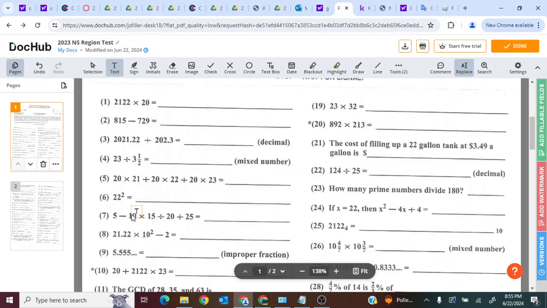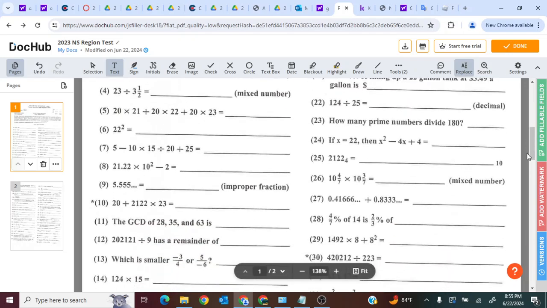All this stuff. Cancel out this 10, multiply by 10 and divide by 20, so simply divide by 2. 5 minus 15 over 2 plus 25. So 5 minus 7.5 plus 25 is 22.5. I feel like, yeah, no, that is correct. Okay, multiplying this by 100 gets rid of the decimal basically, and then you subtract 2. 2120.